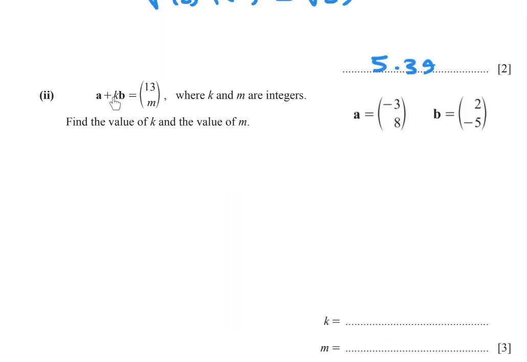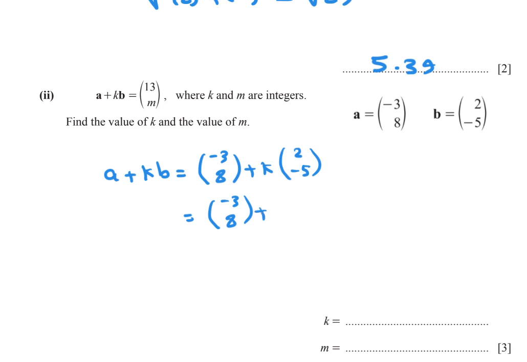Part (ii). A plus KB equals (13, M), where K and M are integers. Find the value of K and the value of M. A plus KB equals (-3, 8) plus K times (2, -5), equals (-3, 8) plus (2K, -5K), equals (-3 plus 2K, 8 minus 5K).